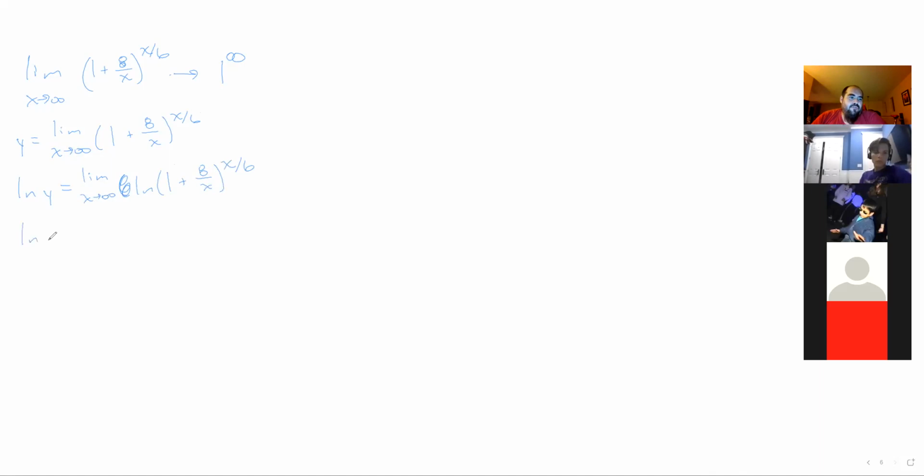All right, and the whole reason to do that is this. Okay. Now from here, was the exponent x over 6 or 6 over x? X over 6. Okay. All right. So from here, what can I do?